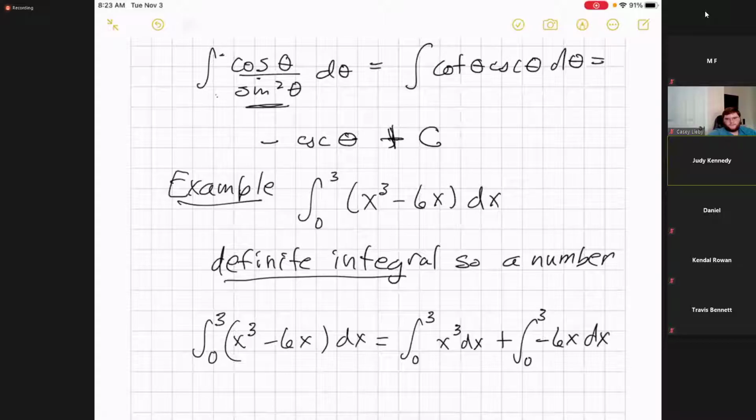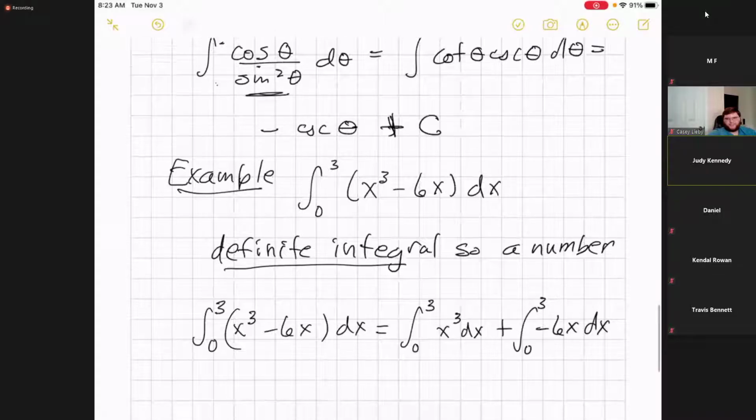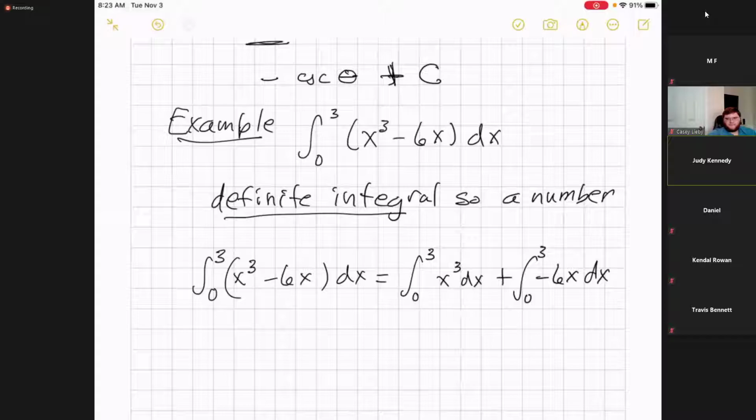Okay, so I can break it up into the sum of two definite integrals. And I need an antiderivative of x cubed. What's that? X to the power of 4 over 4. Yes, thank you. And then I want to evaluate that from 0 to 3. That's what this vertical bar with the two numbers means.